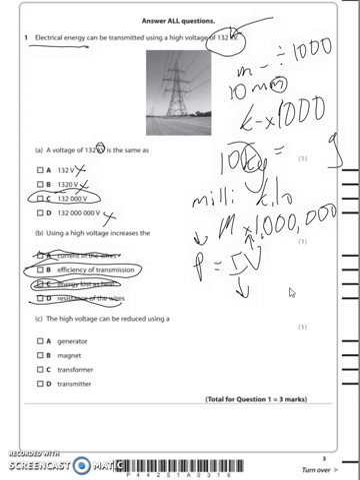The high voltage can be reduced using, well, this is paper 2, so we know it's all our paper 2 stuff, just for our specialist program, and that was the transformer. Using transformers to step up or step down voltage. And that's question number 1.